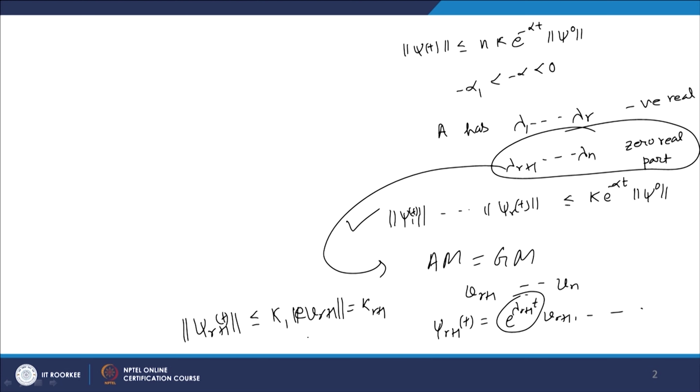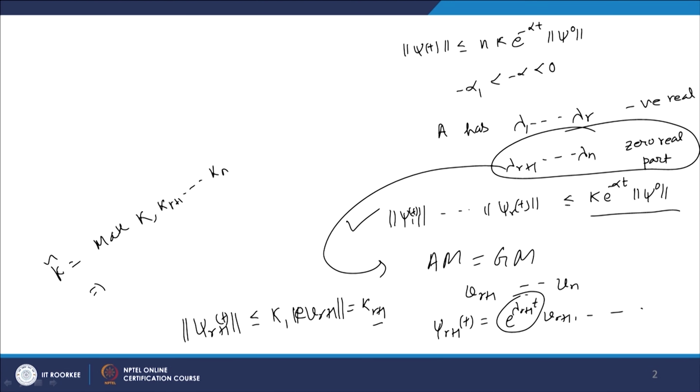Similarly, I can do this for all r plus 1 to n. So it means that for 1 to r it is bounded by this, and for r plus 1 to n it is bounded by k r plus 1, k r plus 2, up to k n. Now we can choose the maximum. So let me choose some k tilde. k tilde is the maximum of k, k r plus 1 to k n, right.